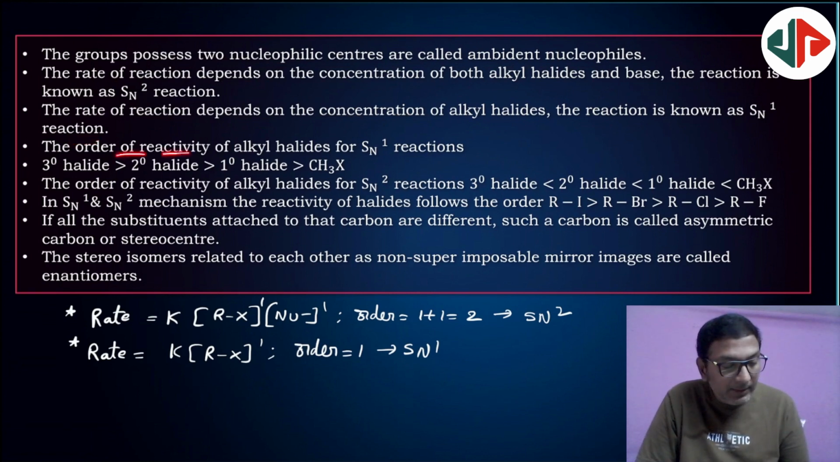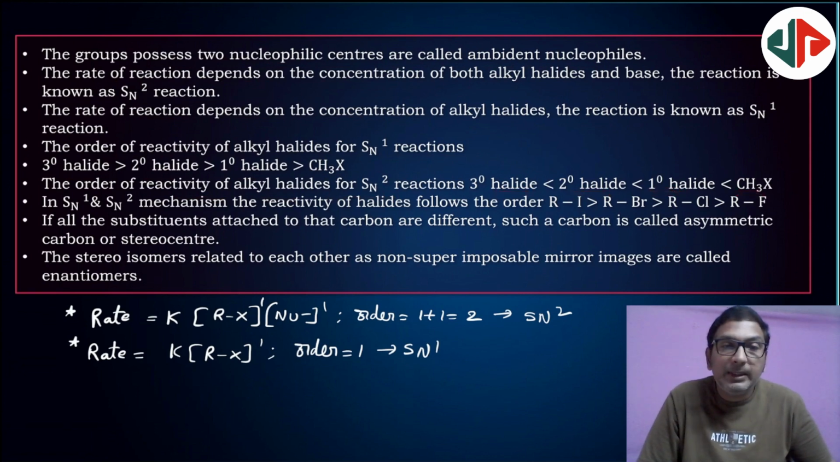Next, order of reactivity of alkyl halides for SN1: tertiary, secondary, primary and methyl. Order of reactivity for SN2: methyl, primary, secondary, tertiary. So in case of SN1, tertiary is highest. In case of SN2, methyl is highest.